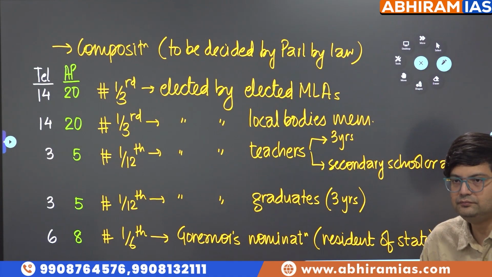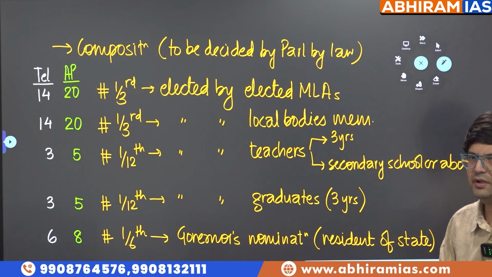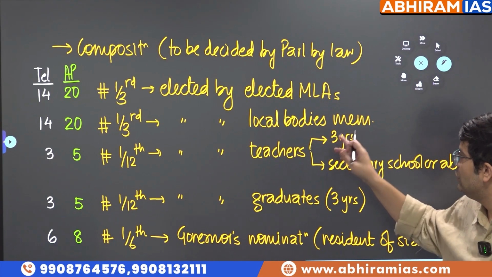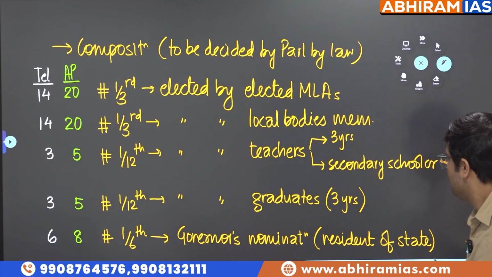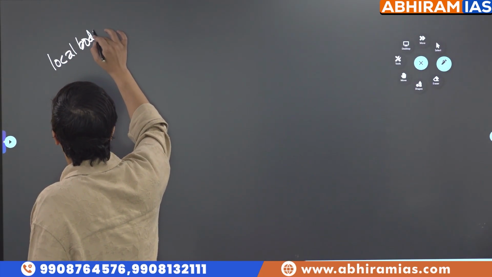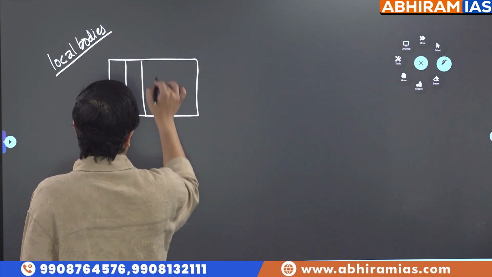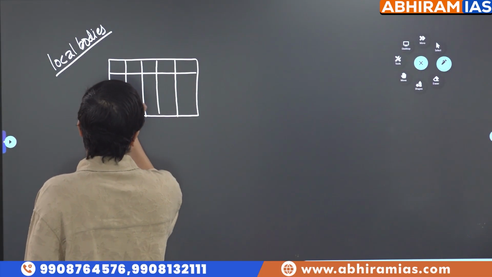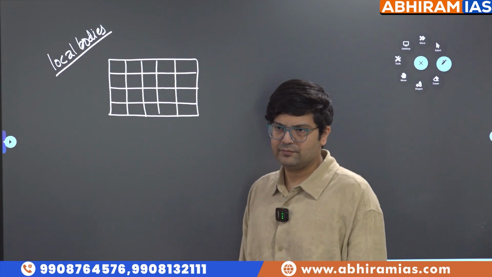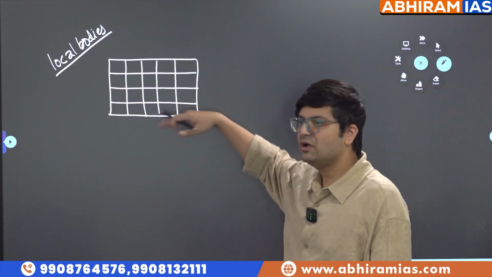Is the point clear? Now, how do we see? How do the elected MLAs choose? They will vote for any random person. Okay. So those 20 seats or 14, they don't belong to any constituency. But for local bodies members, what we do is, I'll come to that. For local bodies, how do we choose? So your state is divided into 20 different constituencies. These are separate constituencies, not the ones of Lok Sabha or Vidhan Sabha. These are called local body constituencies.